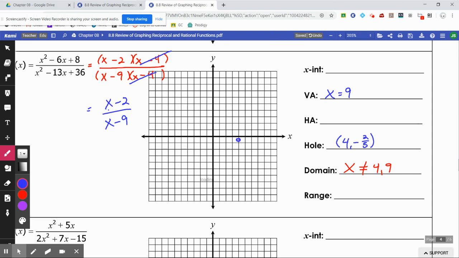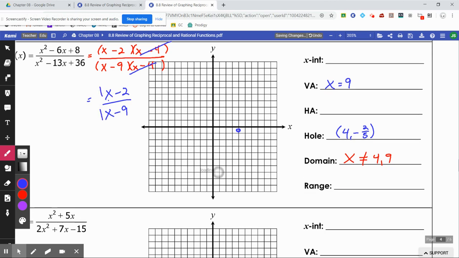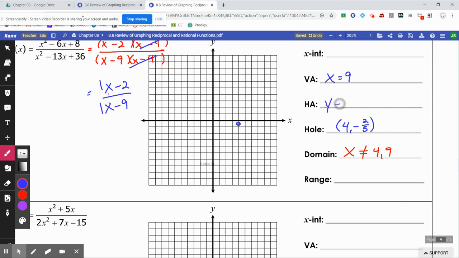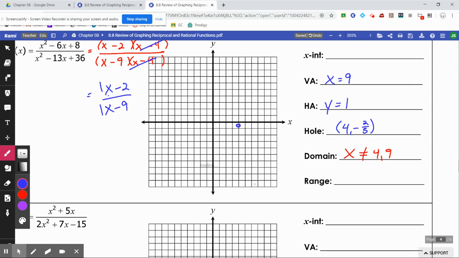For the horizontal asymptote, we can use our cleaned up equation or the original. Look at the powers on top and bottom. Since they're the same, we look at the coefficients out front. That's going to be y equals 1 over 1. Here are our two asymptote lines.